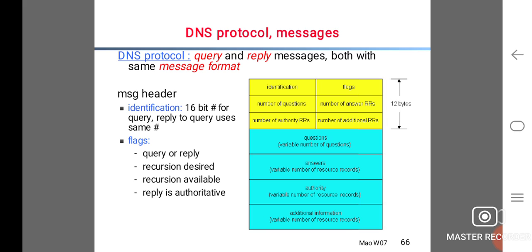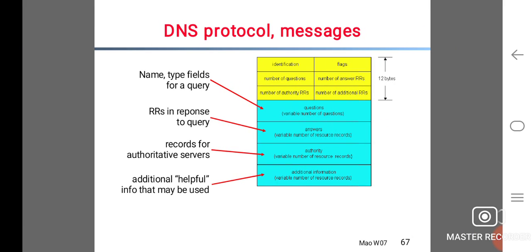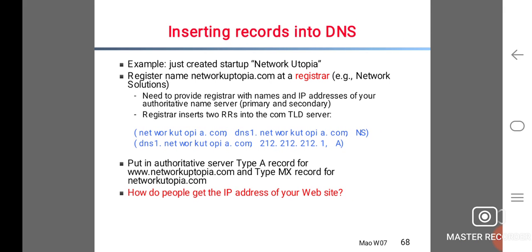Questions: a variable number of questions. Answers: a variable number of resource records. Authority: a variable number of resource records. Additional information: a variable number of resource records. Name and type fields are for a query, and RRs respond to the query in the answers. Authority holds records for authoritative servers, and additional information is helpful information that may be used.